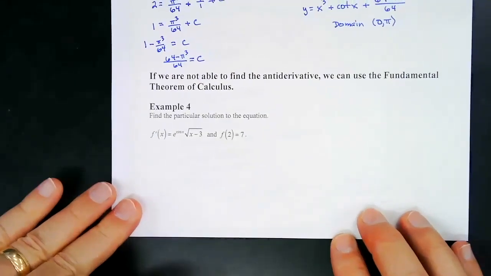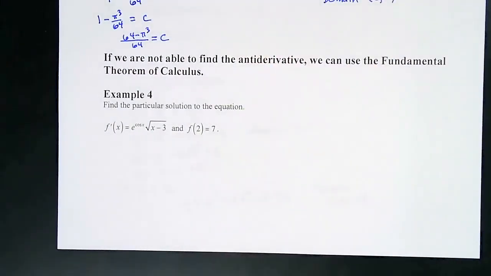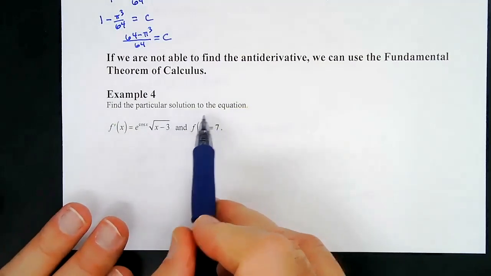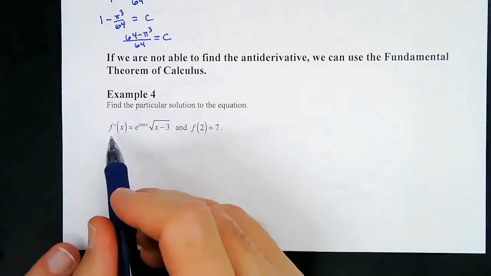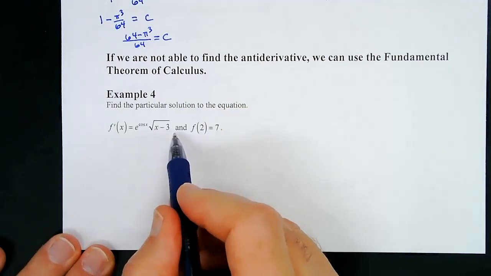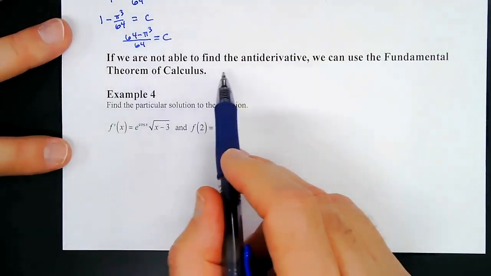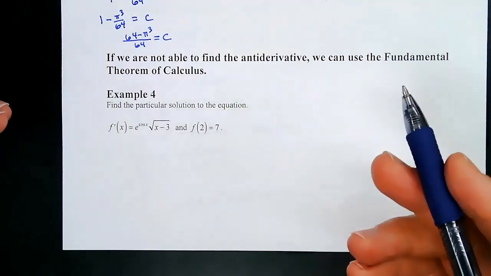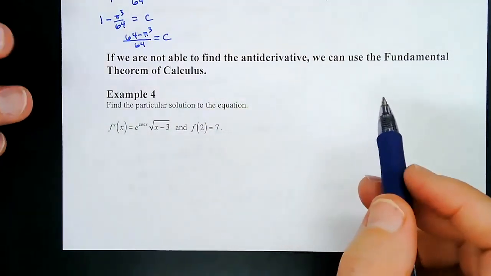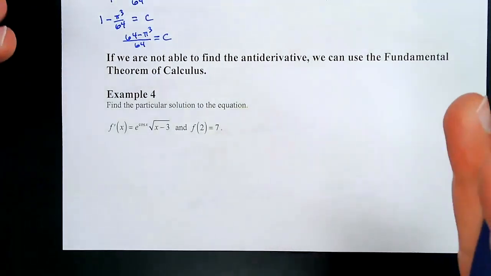Okay, so for this next problem, I have to move this over a little bit. Okay, I'm going to zoom in a little bit too. Okay, so we want to find this particular solution to this equation. F prime of x is equal to e to the cosine x, square root of x minus 3. All right. And so if we are not able to find the antiderivative, this is a way to do these without ever having to do the antiderivative. We can use the fundamental theorem of calculus. Okay, it's kind of like cheating a little bit.